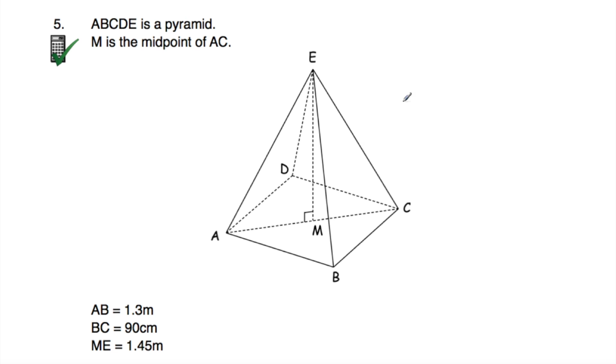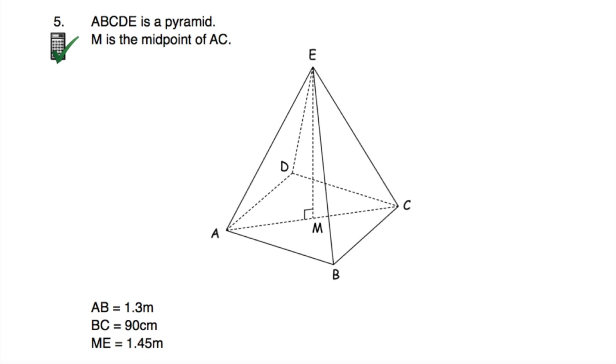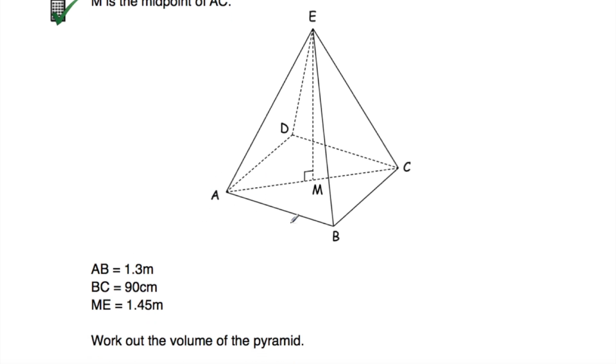Okay, so question number 5. We've got this pyramid, A, B, C, D, E is a pyramid, and M is the midpoint of AC. So that diagonal, AC, M is the midpoint, and that's directly beneath the vertex of the pyramid, E. And we've been told some of the measurements here. We're told that AB, so from A to B, is 1.3 meters. We've got the BC, so I'm going to write 1.3 meters. The distance from B to C is 90 centimeters, or 0.9 meters. I'm changing them all to meters here.